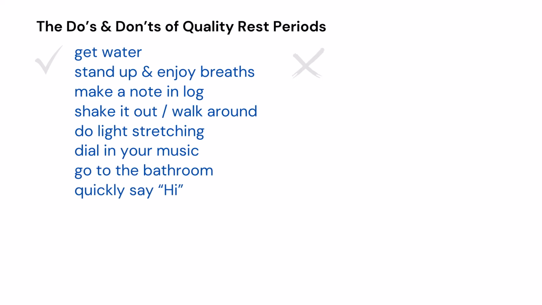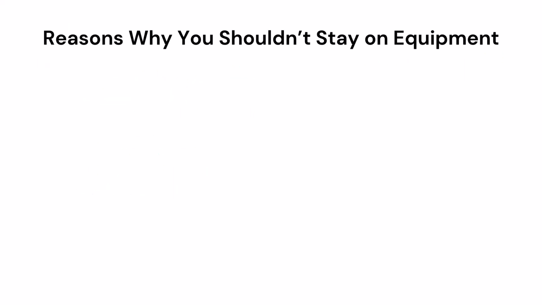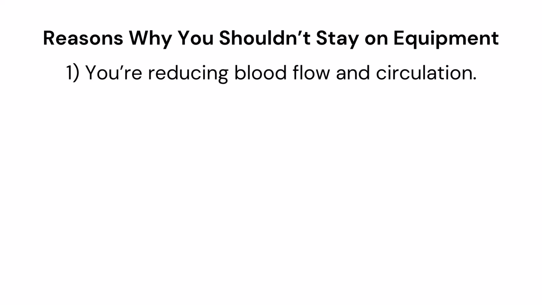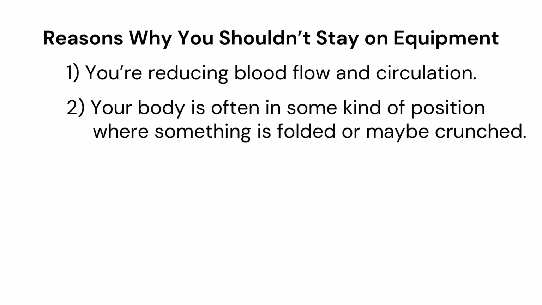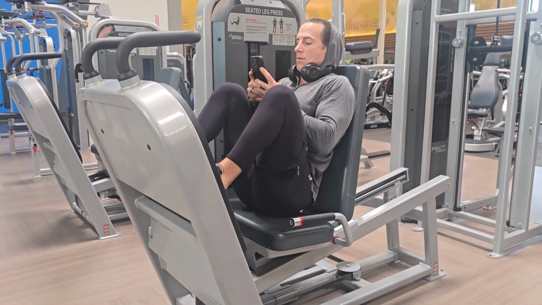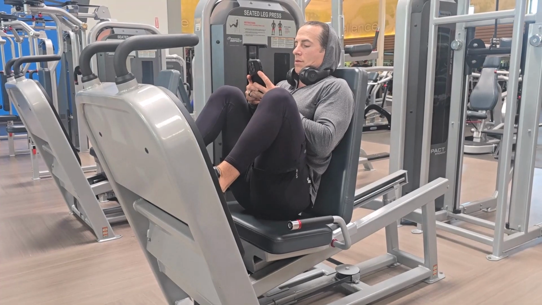But what you don't want to do is stay on the equipment or sit down. And there are a few reasons for this. First, when you just sit still on the equipment, you're reducing that blood flow and circulation. That can lead to stiffness and discomfort, especially after high intensity lifts. Second, when you stay on the equipment, your body is often in some kind of position where something is folded or maybe crunched, and this means that your muscles aren't fully open in a great position.